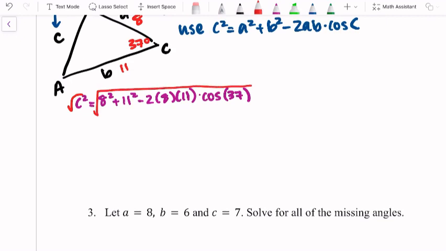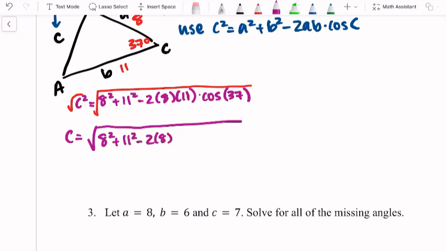Okay, and then I know technically that would give me a plus or a minus here, but which one are we really going to have? Which is the one that actually makes sense? I hope to yourself you're thinking that's the positive version, because we're talking about a side length, and side lengths can only ever be positive, okay? So I'm going to have c equals the positive square root of 8 squared plus 11 squared minus 2 times 8 times 11 times cosine of 37.